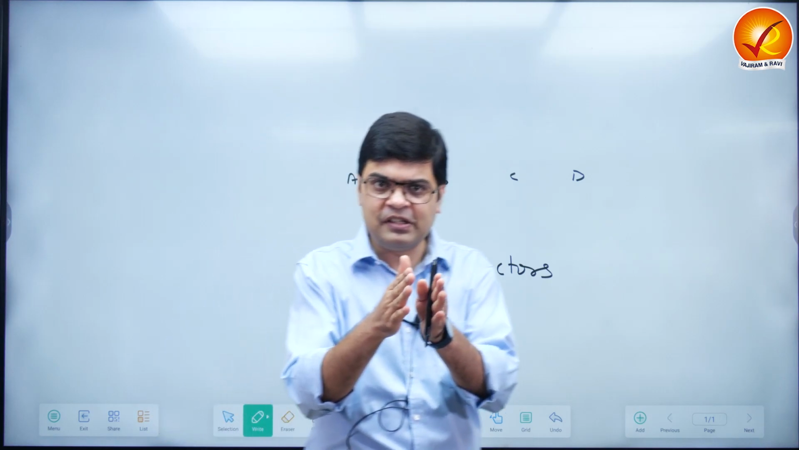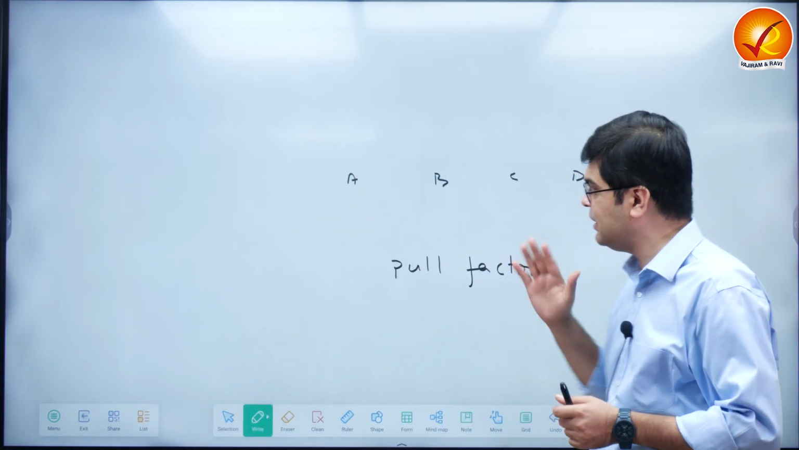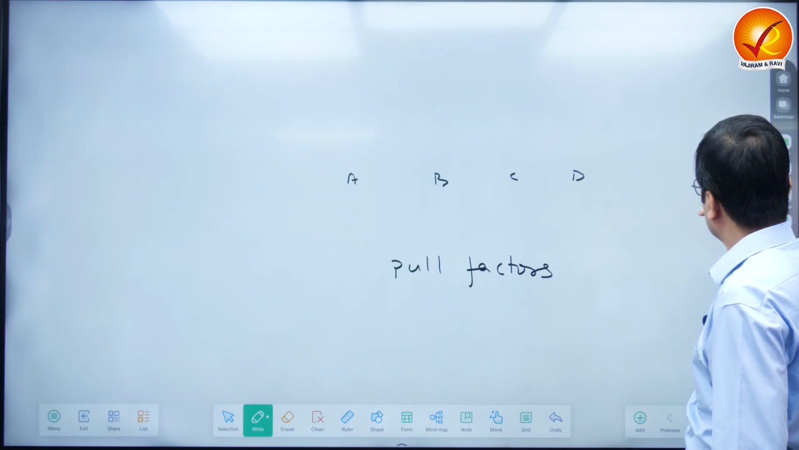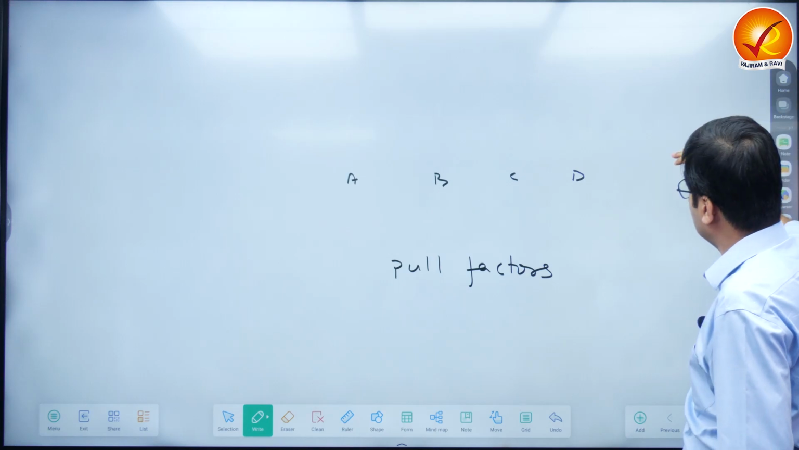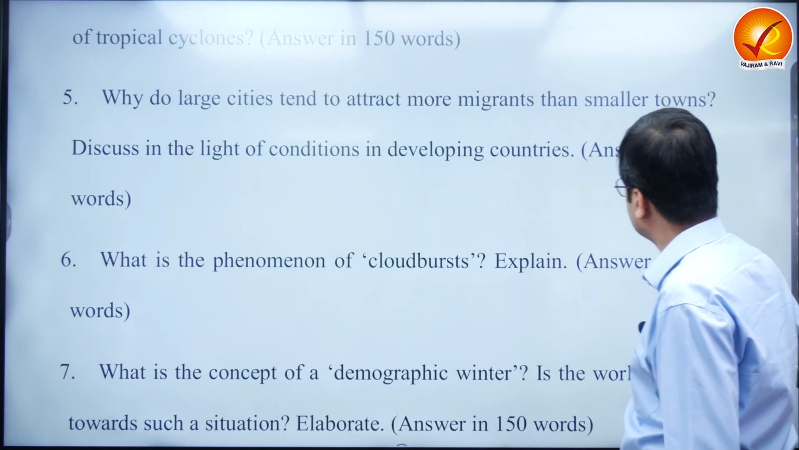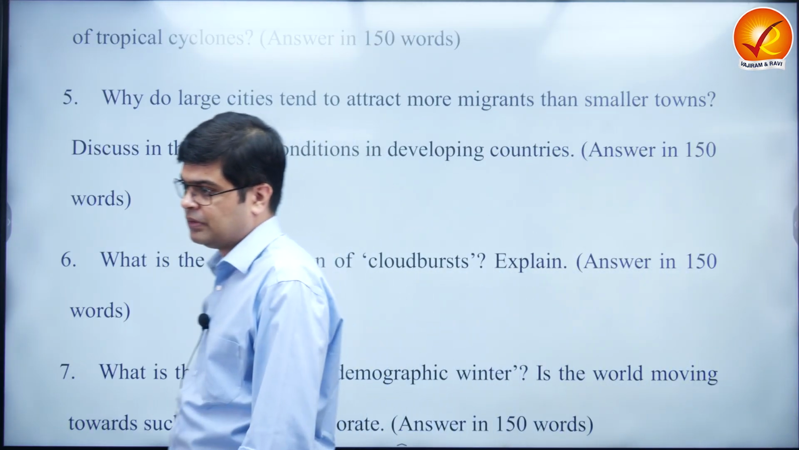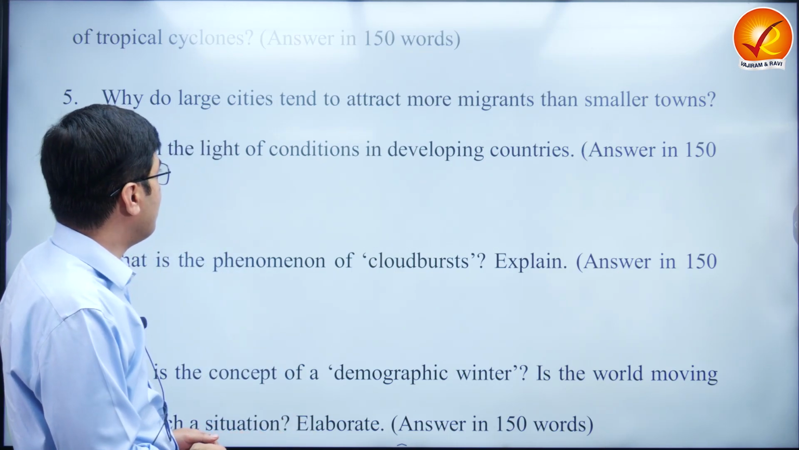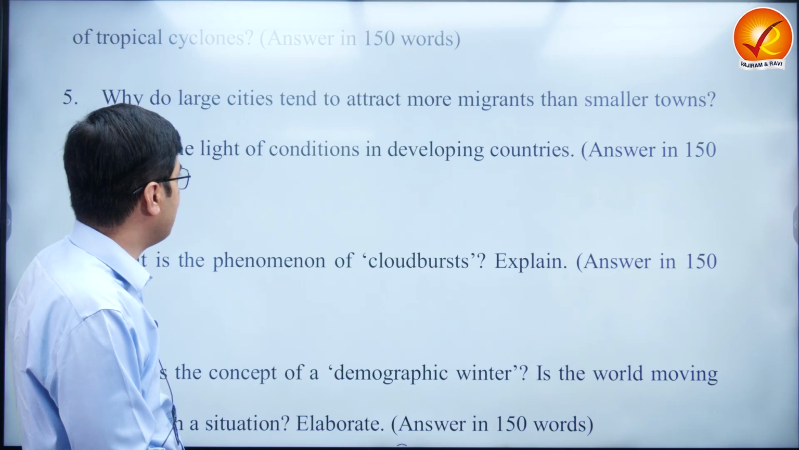Okay, so this is basically the explanation part. Now, what are you supposed to write here in this question? Why do large cities tend to attract more migrants than smaller towns? Discuss in light of developing countries.